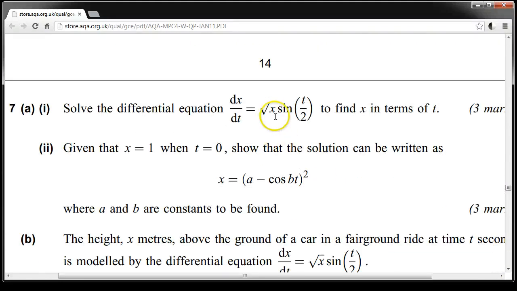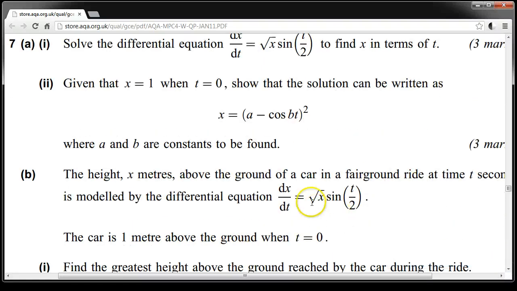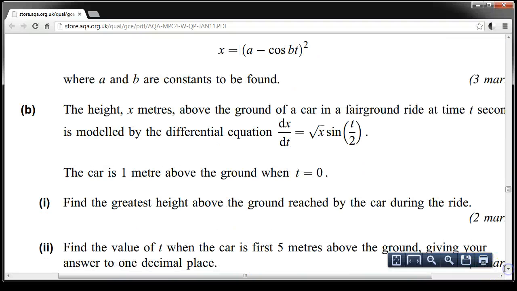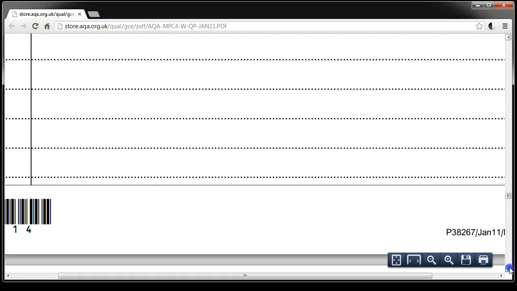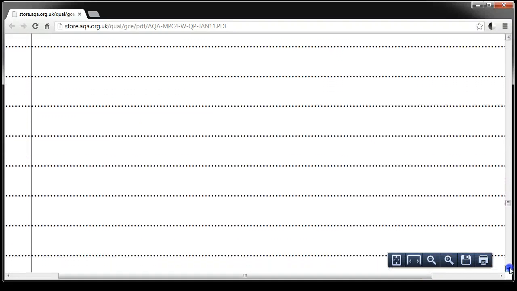7, differential equation, separate the variables and integrate. Show you get this solution, doesn't need double checking again. The heights, we're given this equation, which is what we've got above. And then we work out, once we've got the solution here, probably minimum and maximum heights, or when these occur, or when is it 5 meters above the ground. So that's a nice question, fairly user friendly again, so that's alright.